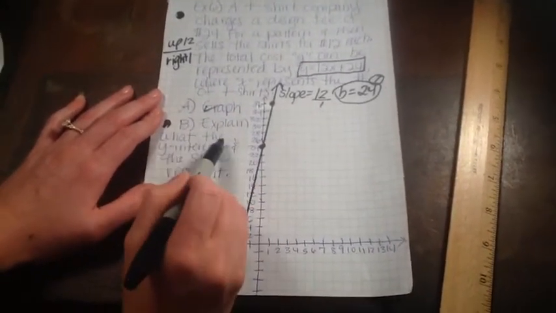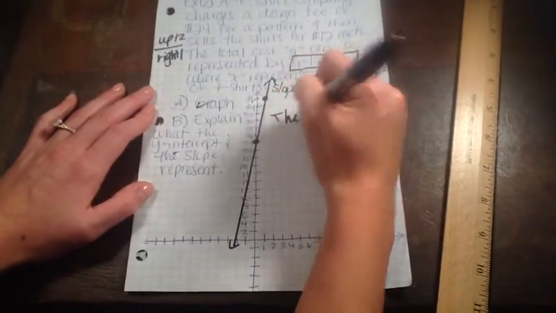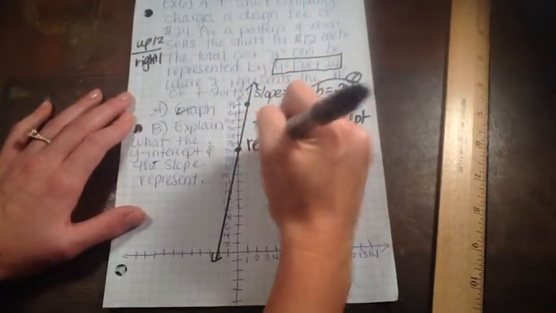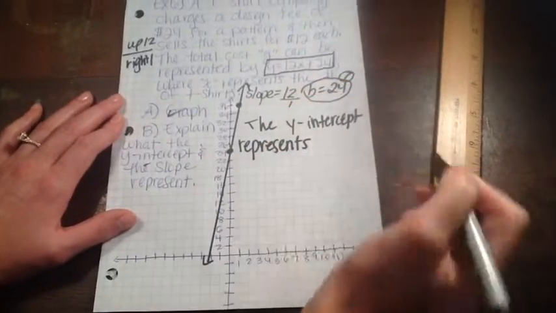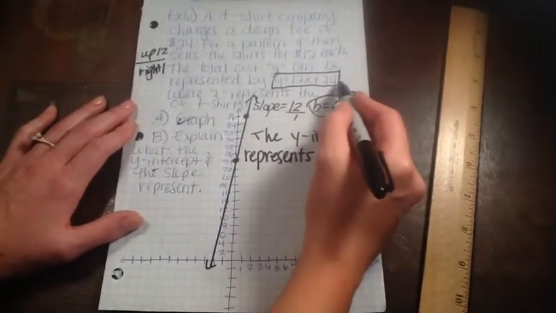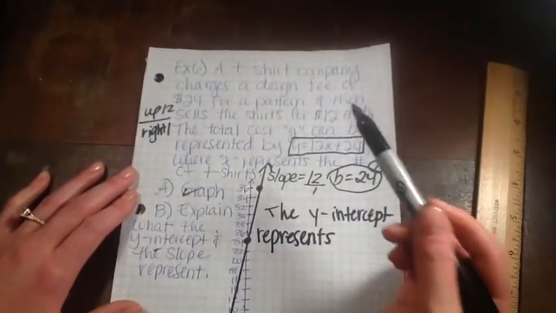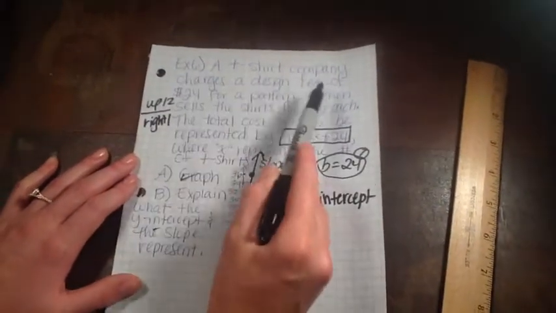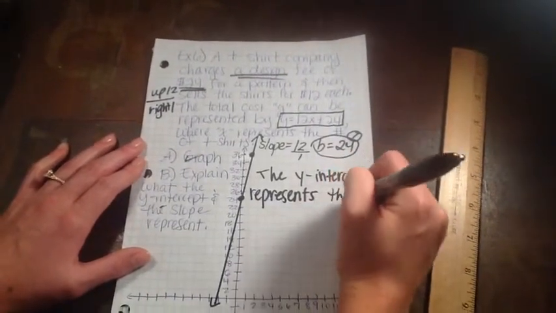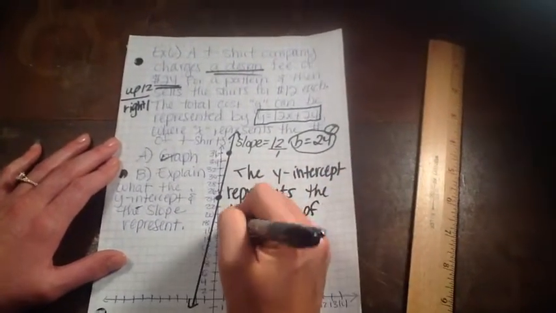It says explain what the y-intercept and the slope represent. So first of all, I'm going to say the y-intercept represents, now I'm going to write this in complete sentences, okay? So the y-intercept represents what? First of all, my y-intercept is 24. So what I'm going to do is go back to my word problem and see what they said the 24 stood for. It says a t-shirt company charges a design fee of $24. So I'm going to say the y-intercept represents the design fee of $24.